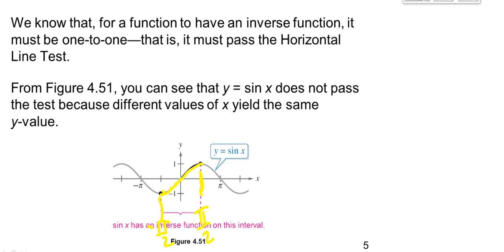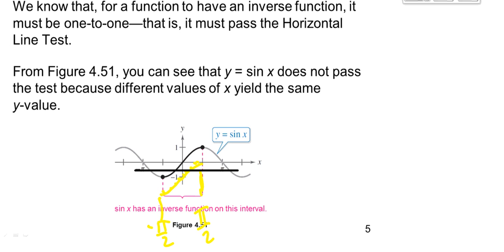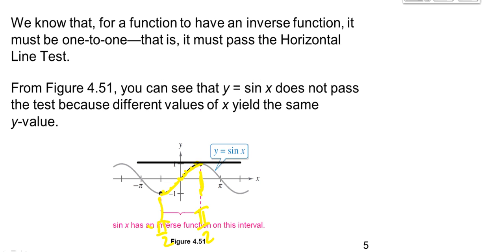If we just use that yellow piece, it does pass that horizontal line test, because for every value of x there is exactly one value of y, and for every value of y there's exactly one x. That's what we're looking for here: we take a piece of the sine function, and then it will have an inverse function.